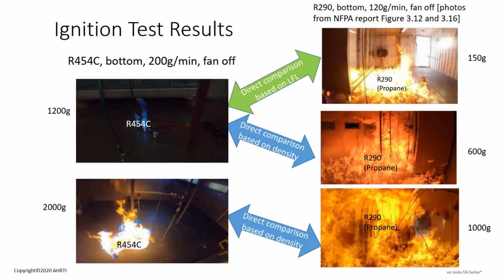But whether you're comparing the 1200 grams of 454C against 150 or 600 grams of propane, the ignition event severity is obviously lower with 454C. Now, for the worst case external ignition event with 2000 grams of 454C and high humidity, we compared that to 1000 grams of propane for volume equivalence. And again, you see there's a noticeable difference in the ignition severity. Next slide, please.